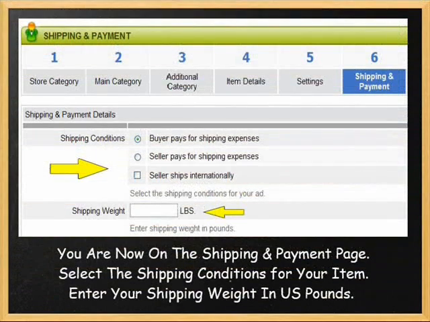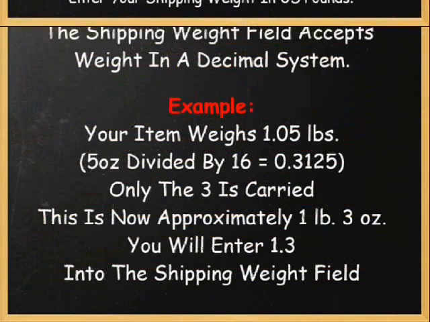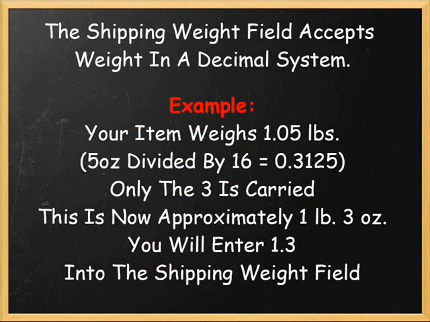You are now on the Shipping and Payment page. Select the shipping conditions for your item. Enter your shipping weight in U.S. pounds. The shipping weight field accepts weight in a decimal system.